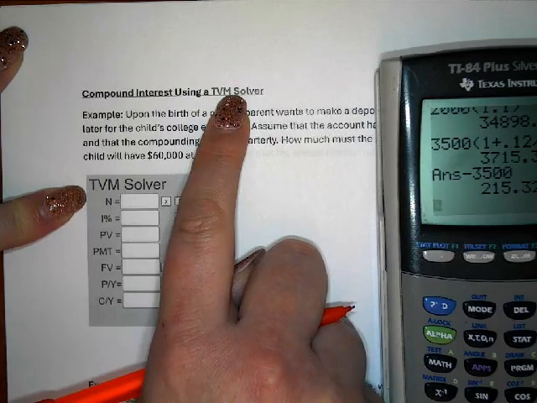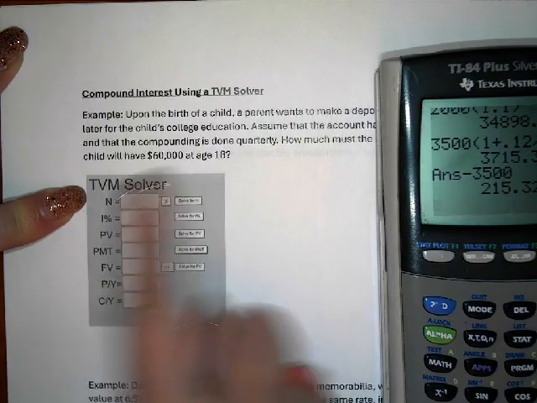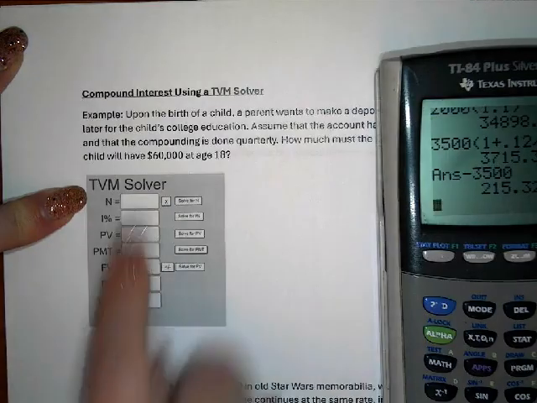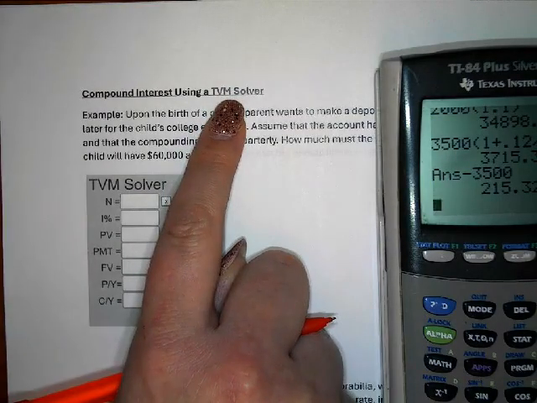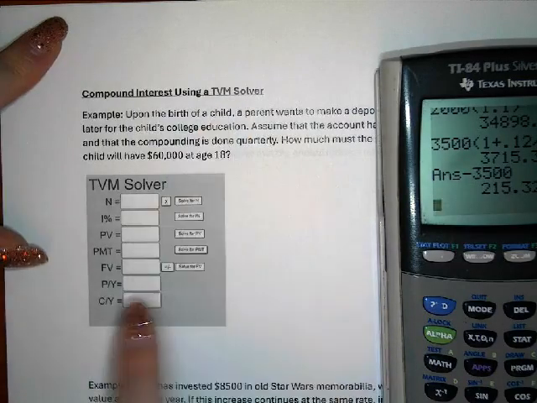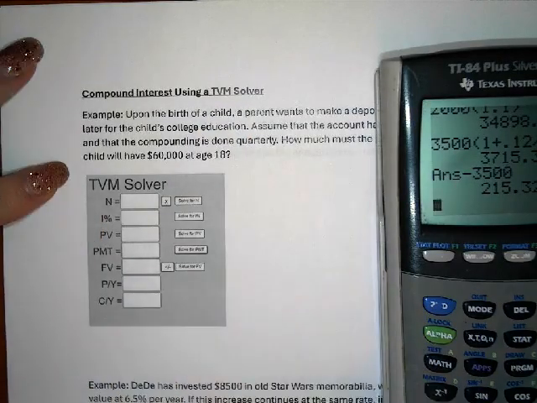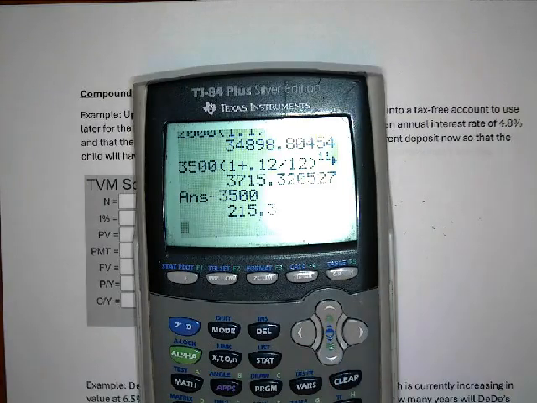You can fill in the numbers just like this. Or if you look on Moodle, I will put the TVM solver as a link on Moodle as well. So you can get to it either way. It looks like this, and it's going to be very similar to what we're plugging in on our calculator. Okay, so let's go ahead and try the first problem with this solver.